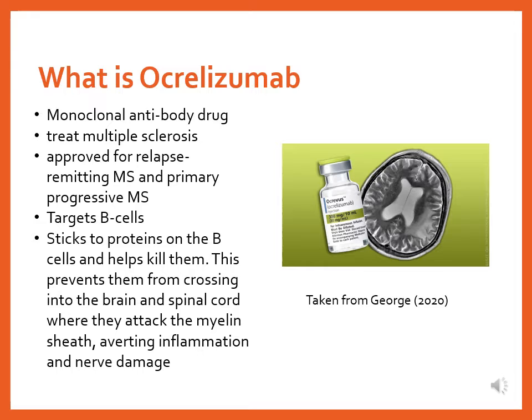Being approved to treat relapsed-remitting MS and primary progressive MS, the drug targets B cells as they play an important role in the pathogenesis of MS by activating other immune cells and increasing inflammation in the brain and spinal cord. Ocrelizumab functions by binding on B cells and preventing them from crossing into the brain where it will attack the myelin sheath.